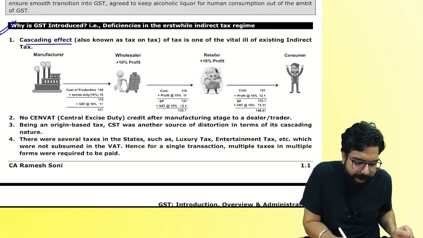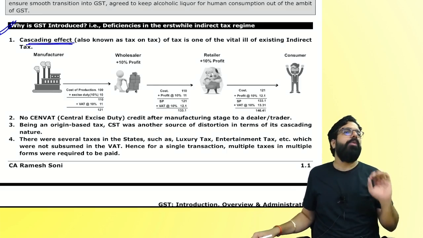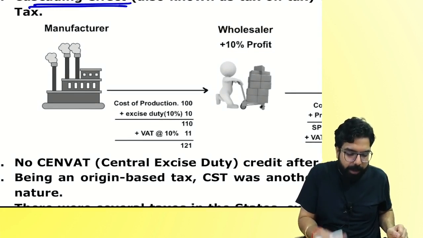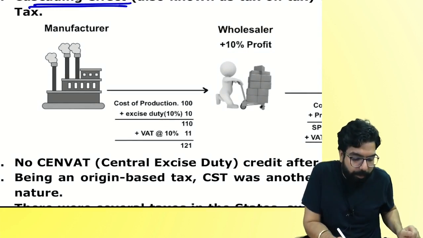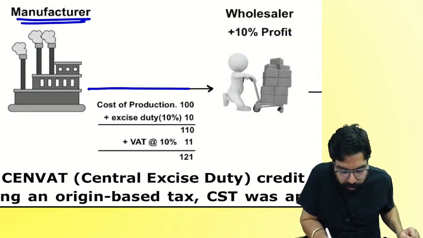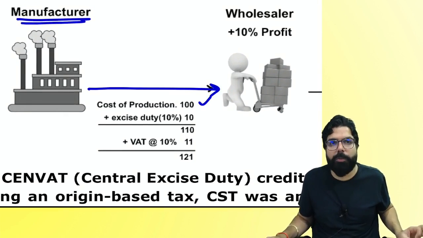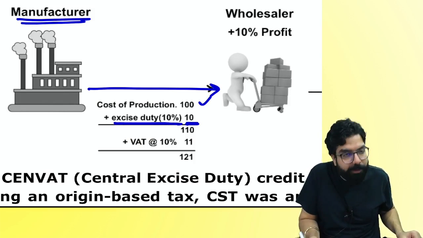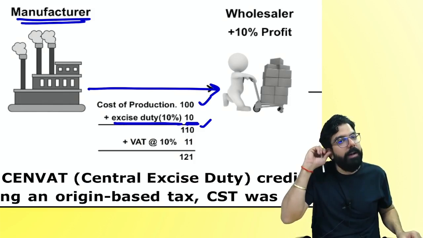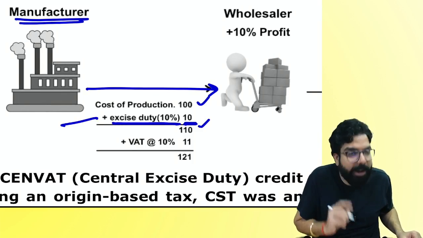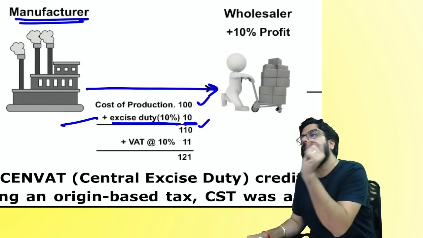Number one, cascading effect. Very, very important to understand what you mean by cascading effect. For an example, I've drawn over here. Earlier, what used to happen? Whenever one manufacturer used to manufacture goods, for an example, the cost of production is 100 rupees. How much is the cost of production, everyone? 100. Excise duty is 10 rupees. So he sold for how much? 110.